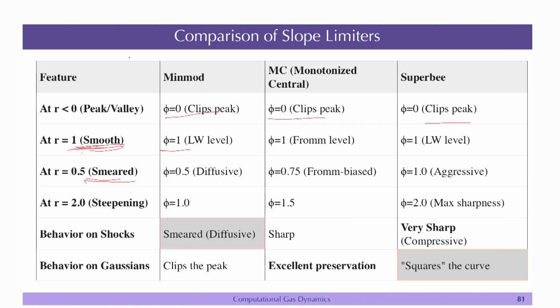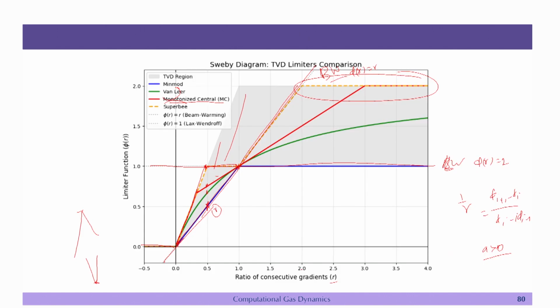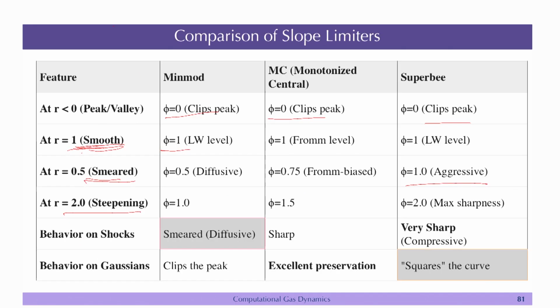If the value of phi increases, it gives you more sharpness, right. So, this is most aggressive. If you look at the steepening when r equal to 2.0, so this is r equal to 2.0, and you can look at the behavior, compare here. So, this minmod is just 1, okay, but for the superbee it goes to 2, and you have in between values for van Leer and monotonized central. Okay. So, if you look at the behavior in the solution, the minmod is smeared, okay, the MC is sharp and superbee is very sharp. Okay.